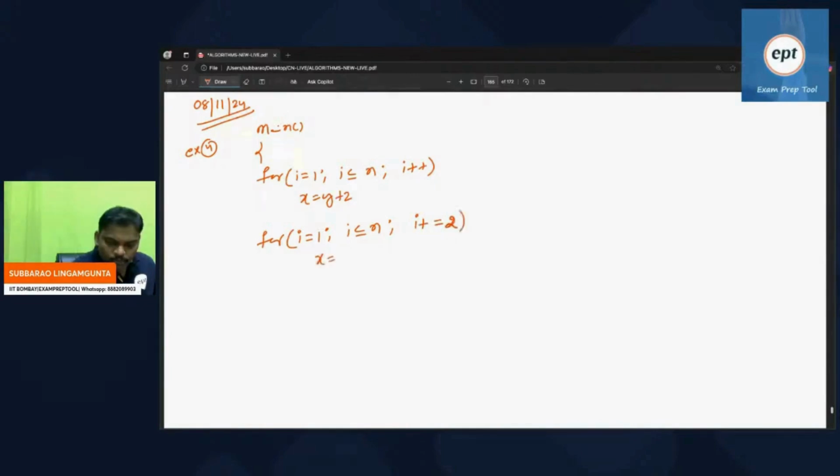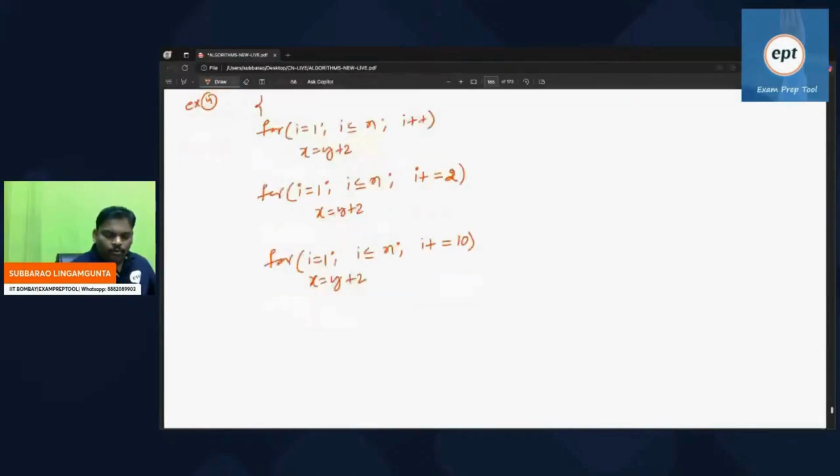x = y + z. Next one, for i = 1, i <= n, i += 10, x = y + z. And one more thing, for i = 1, i <= n, i += 27, x = y + z.